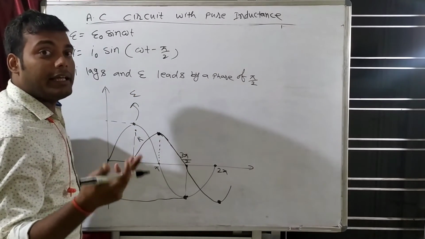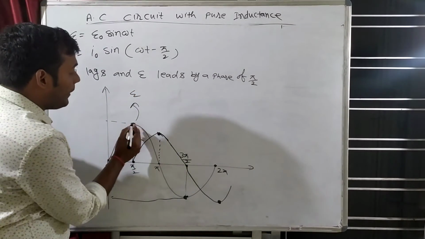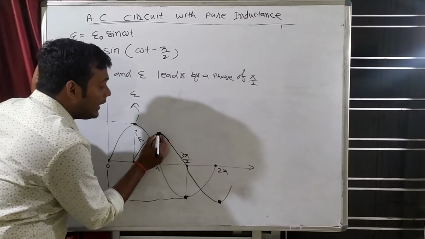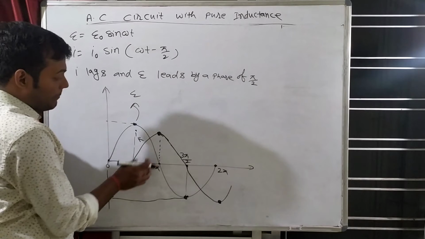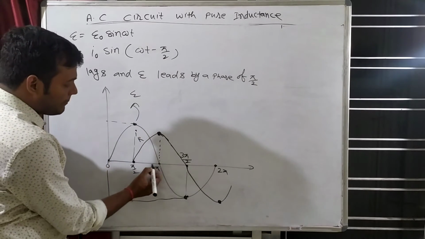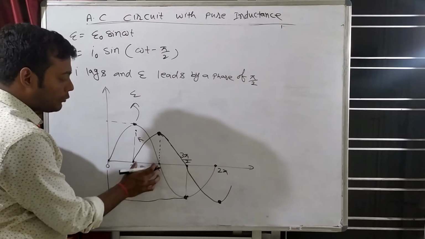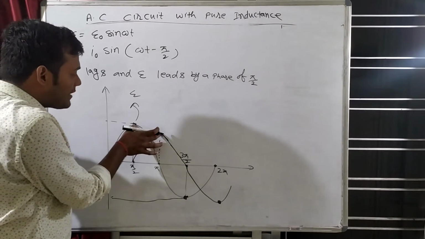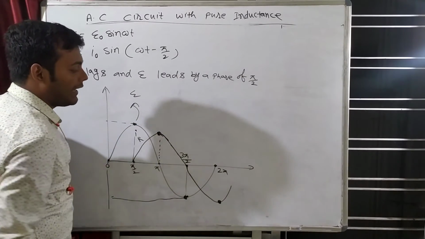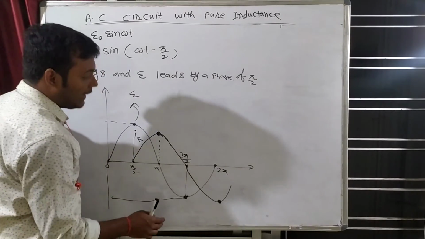Here EMF is leading. So whose peak will be first? EMF's. Then whose will be the second peak? Current's. And how much will be the difference? Pi by 2. See, pi minus pi by 2 is pi by 2. So what is the phase difference here? Pi by 2. So at a phase difference of pi by 2, we will make the second peak.